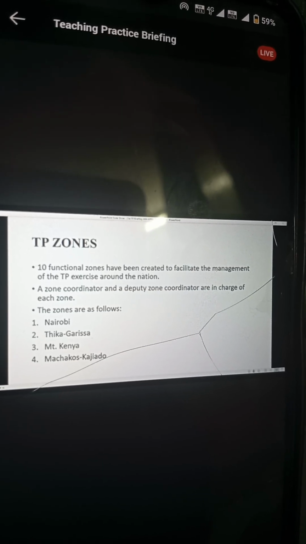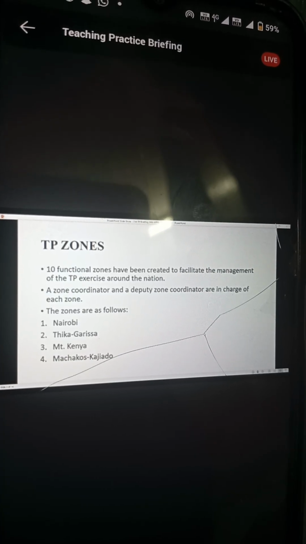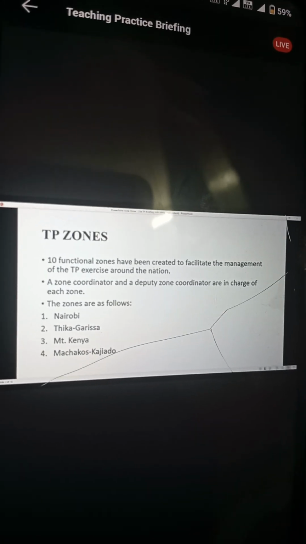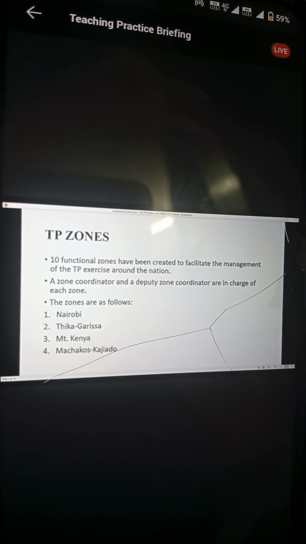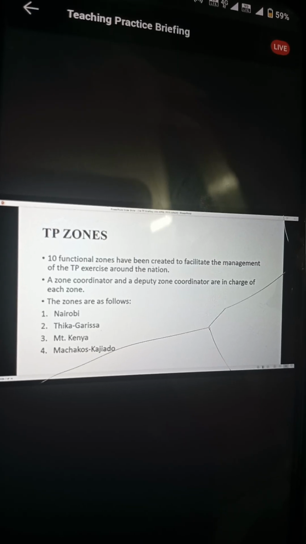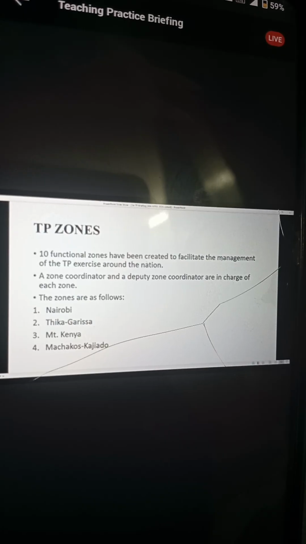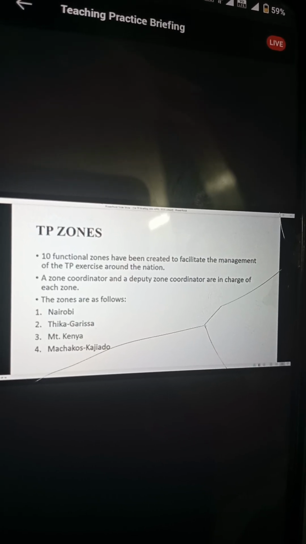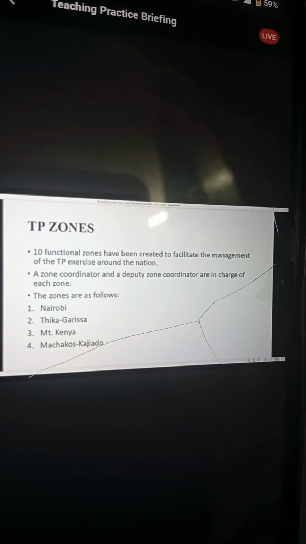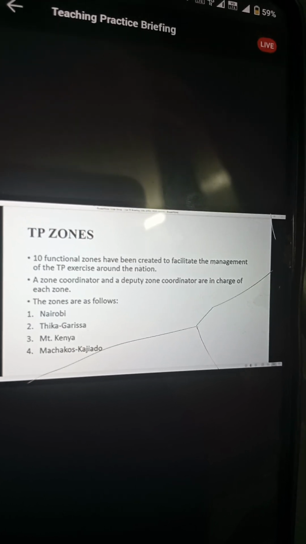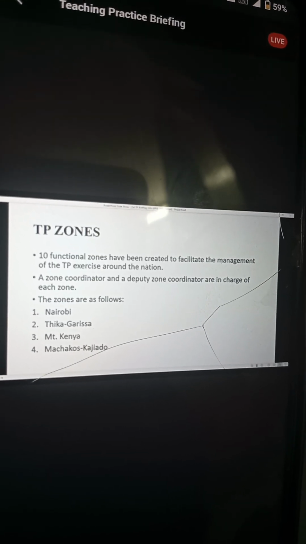The zones are as follows. We have Nairobi zone. So what is the span of Nairobi zone? Nairobi zone starts from KSTVET. Then we can take the roads to Mombasa, because Mombasa is famous and relaxing. So it extends from where we are all the way out to Mlolongo. You stop at Mlolongo, that is the end of Nairobi. So you don't go beyond Mlolongo. You go to the river, you are in a different zone. So please take note.